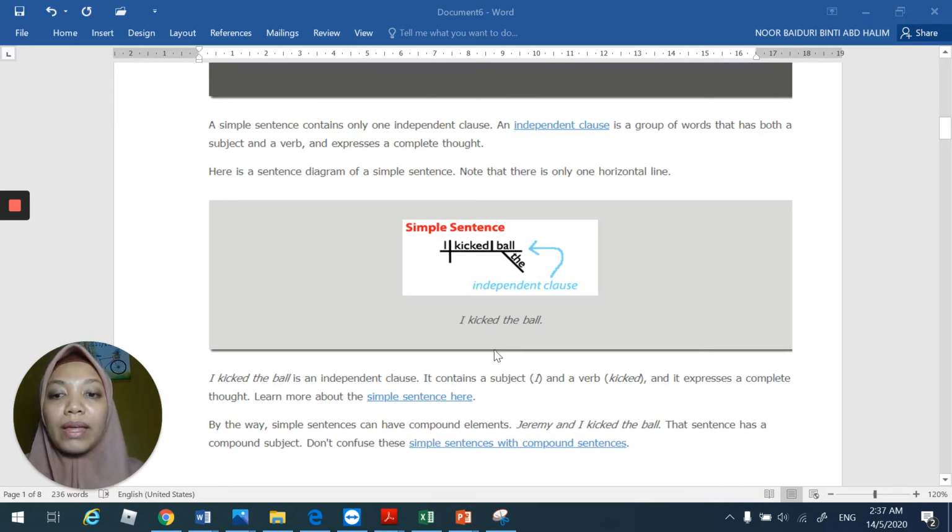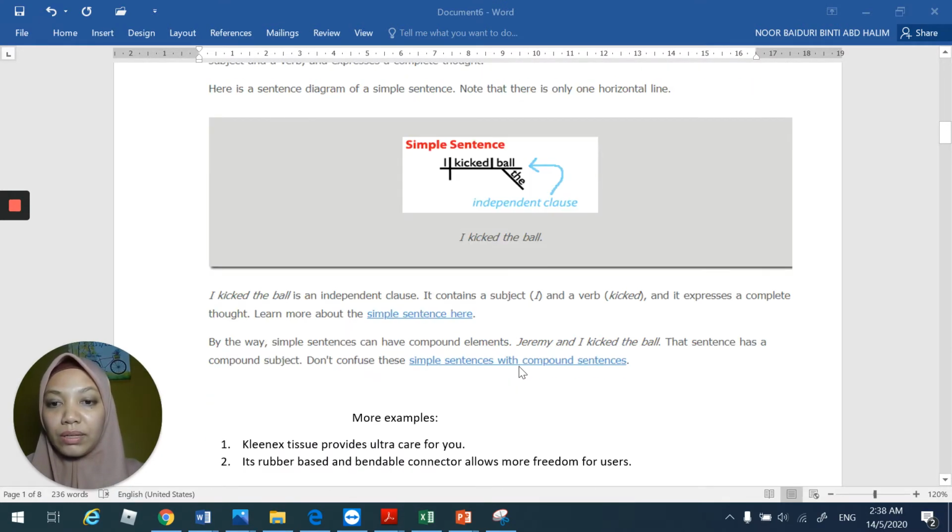Note that if you decide to add more subjects, you still have a simple sentence. For example, let's look at example number 1 first. Kleenex tissue provides ultra care for you. So Kleenex tissue is our subject, provides is our verb, memberikan, right? And then provides ultra care for you. So you have a complete thought already, a complete sentence. Maksud dia dah sampai.